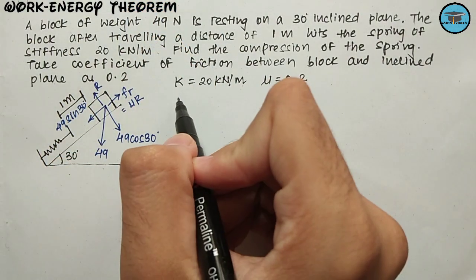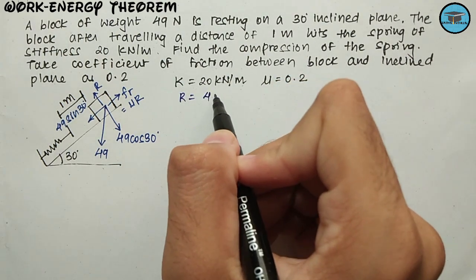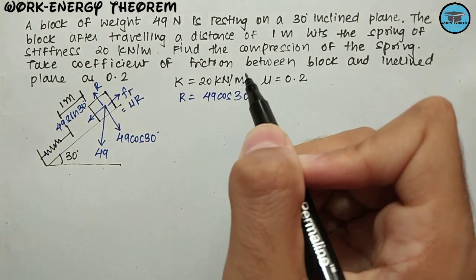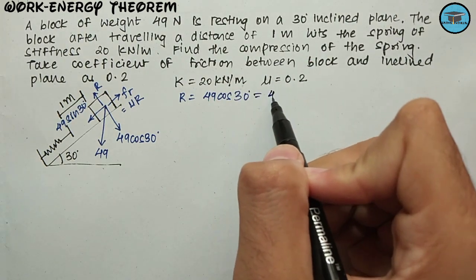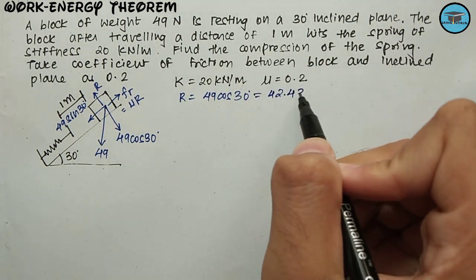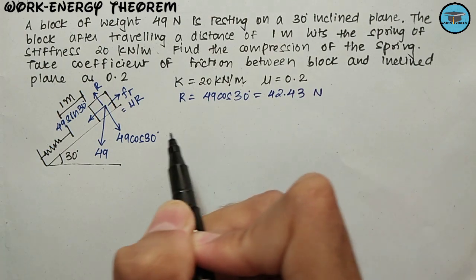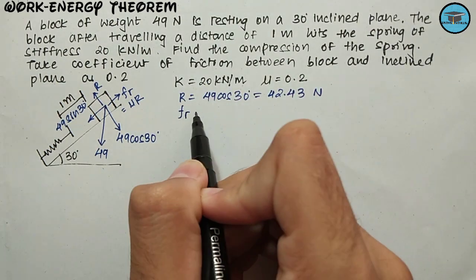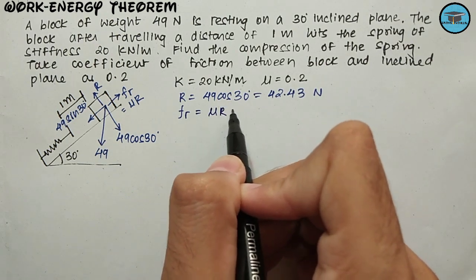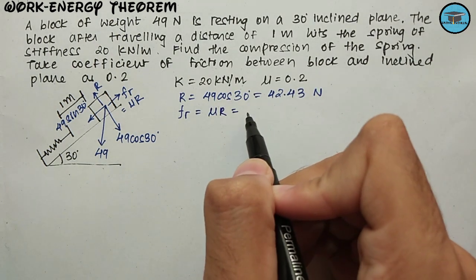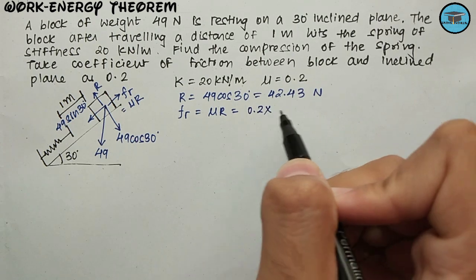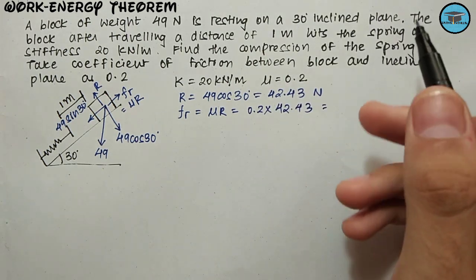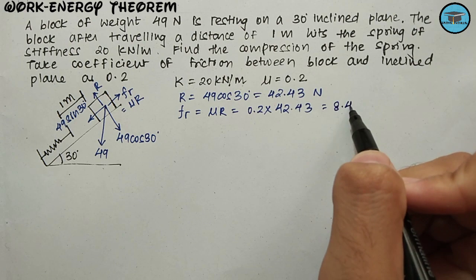So the value of R comes out to be 49 into cos of 30 degree, and it is equal to 42.43 Newton. Similarly, the value of frictional force comes out to be mu into R, and the value of R that we have determined, so 0.2 into 42.43, so the frictional force comes out to be 8.48 Newton.